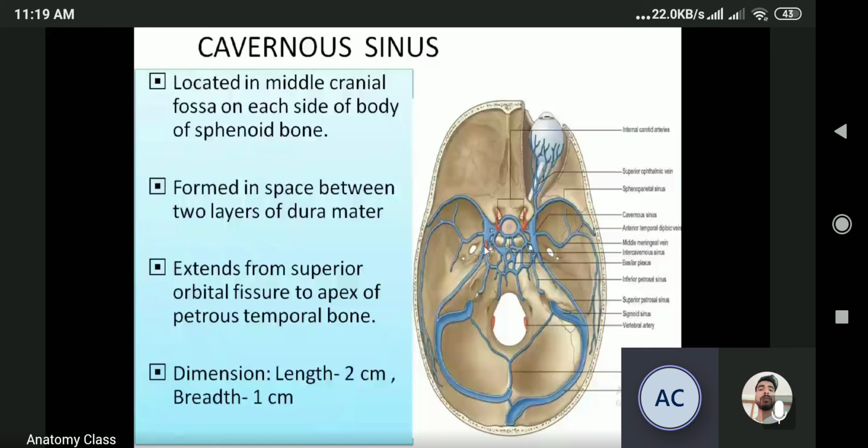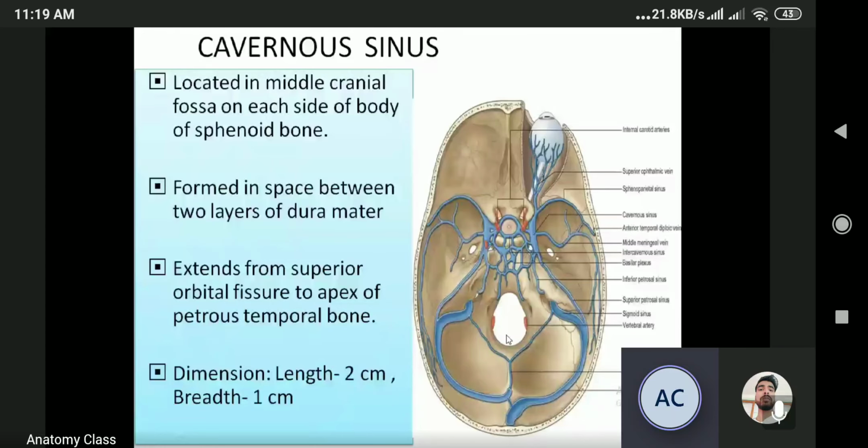And talking about the extent of this cavernous sinus, it extends right from the superior orbital fissure anteriorly to the apex of petrous part of temporal bone. So let's see here, this is the interior. We have not studied about interior of the skull yet, okay? I think in the next bone demo, you will be having interior of the skull. Here, this is the anterior cranial fossa, this is middle cranial fossa, and this is posterior cranial fossa, okay?